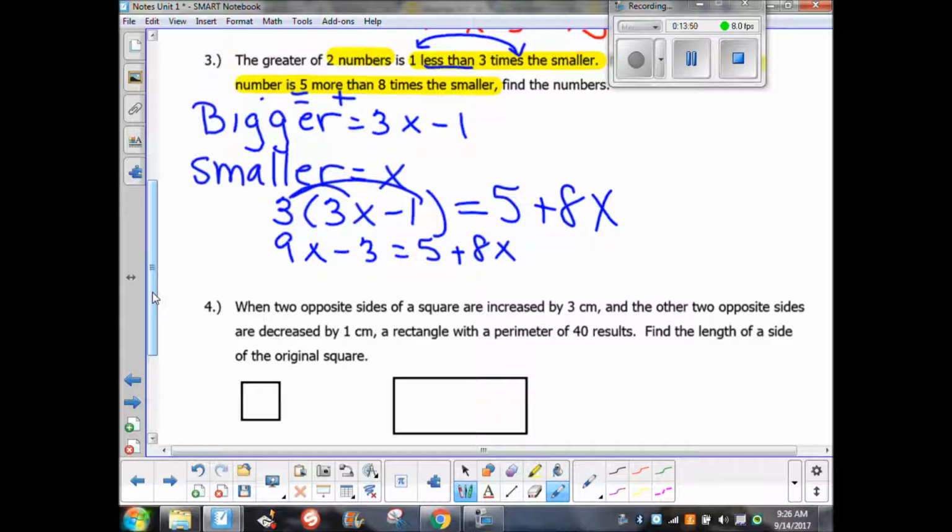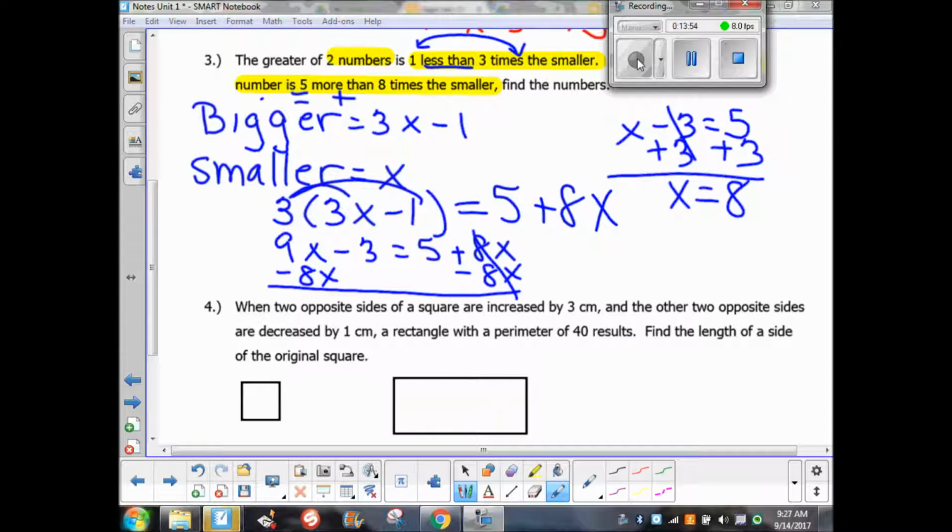Okay, I'm going to pause the video. We're going to solve that. Come back and talk about it. So we got x equals 8. Now it says find the numbers. So the smaller number is what? 8. And the bigger number is 3 times 8 minus 1. It's what? 23. Think about that. What is it? 43? 23.